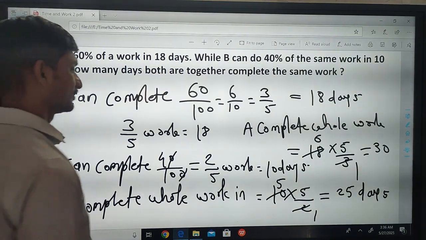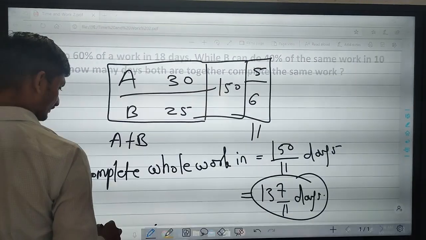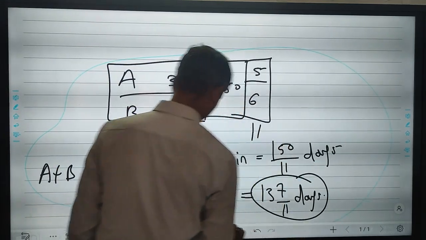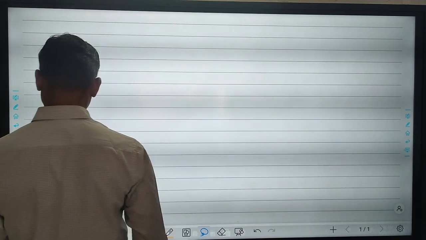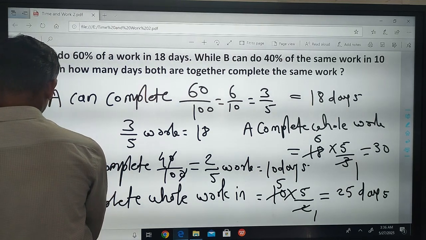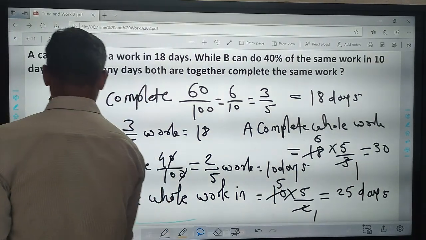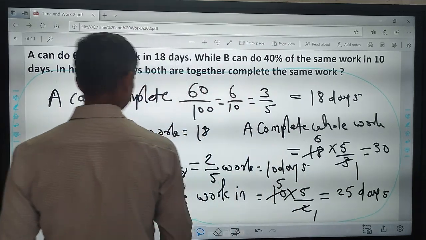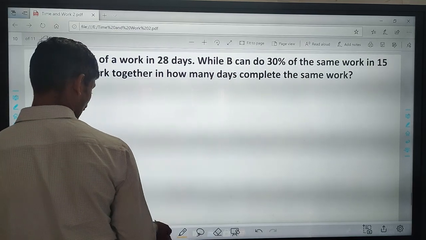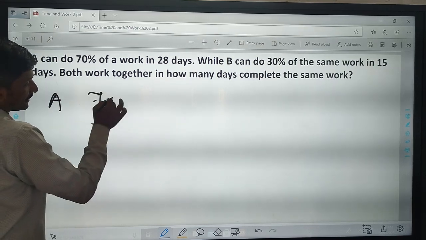Now here, the whole work is complete. Here, next. A can do 70% of work in 28 days.